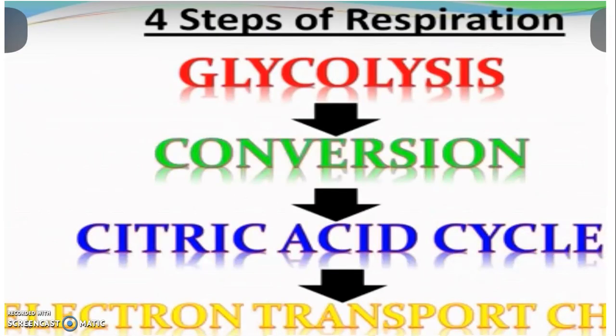So let's look at the steps of respiration. The first step is glycolysis, the second is the conversion, the third one is the citric acid cycle, which is also called the Krebs cycle, and the last one is the electron transport chain.